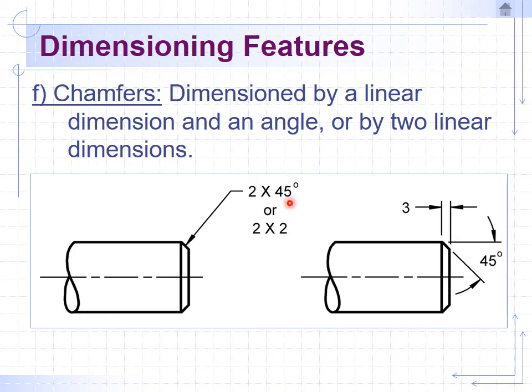But when you're annotating it, this is 2, so that's the distance here, by 45, the angle. Or I could have gone 2 and 2. This one, it's 3 and 45.